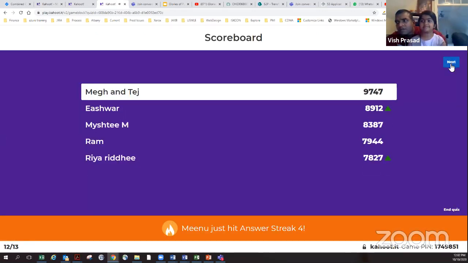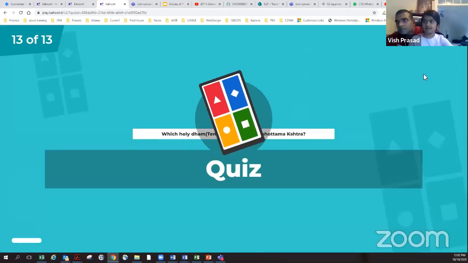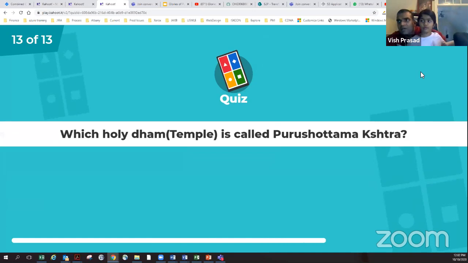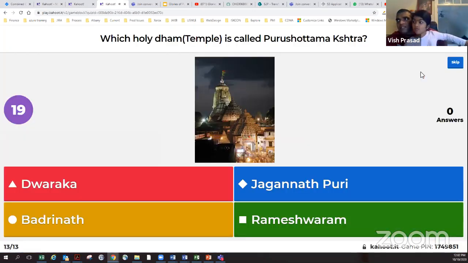Sometimes you have to pick the best answer. Last question. Which holy temple is called Purushottama Kshetra? Dwaraka, Badrinath, Jagannath Puri, Rameshwaram. Puri.